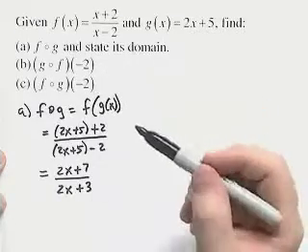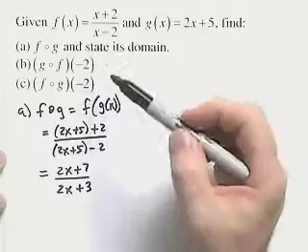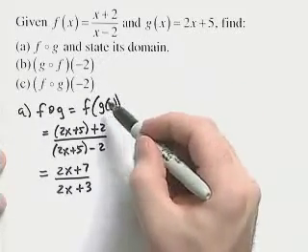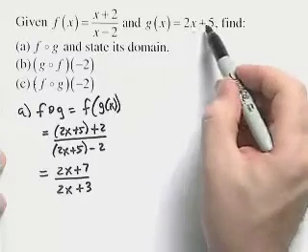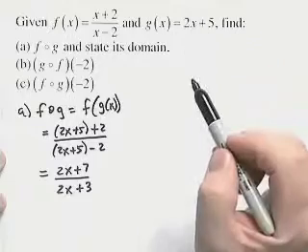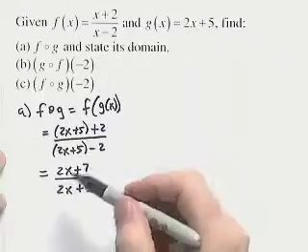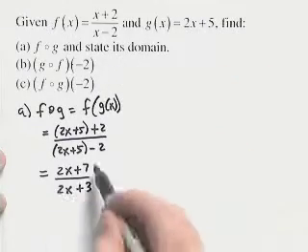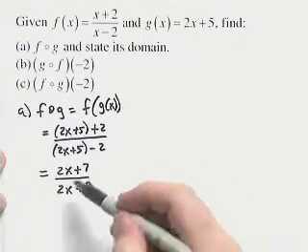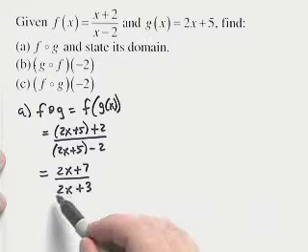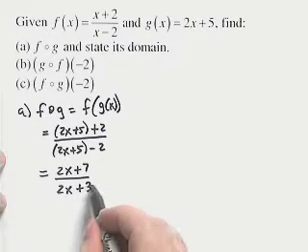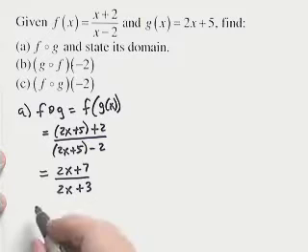We need to state the domain of this function. To find the domain of a composition, we first look at our inside function, which in this case is g of x. G of x is a linear function. It's defined for all real numbers, so we have no restricted values so far. The next thing we need to do is look at our composition itself, and look at any values which we need to exclude from this composition. If we look at this, we're going to divide by 2x plus 3, and we can't divide by 0, so we need to exclude any values which make this denominator equal to 0.